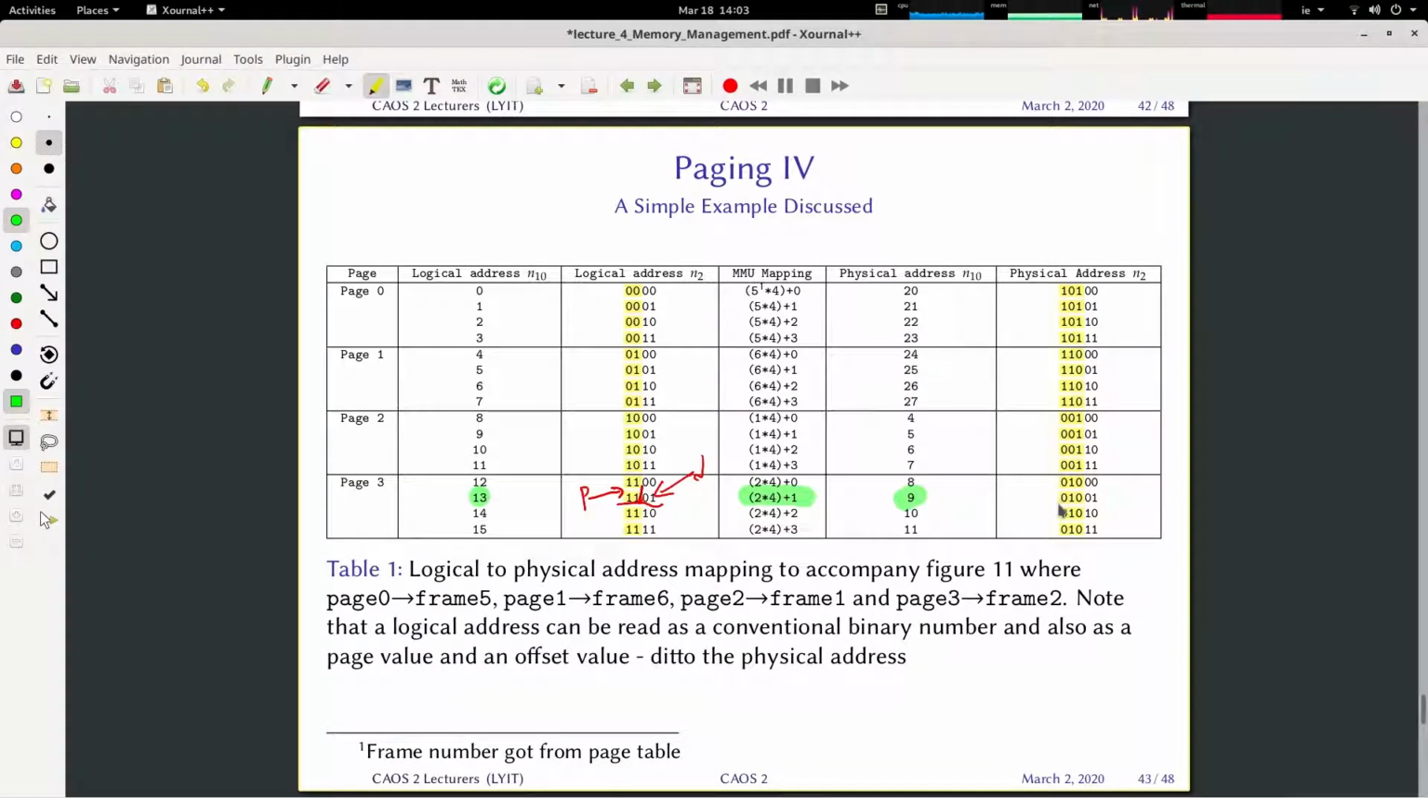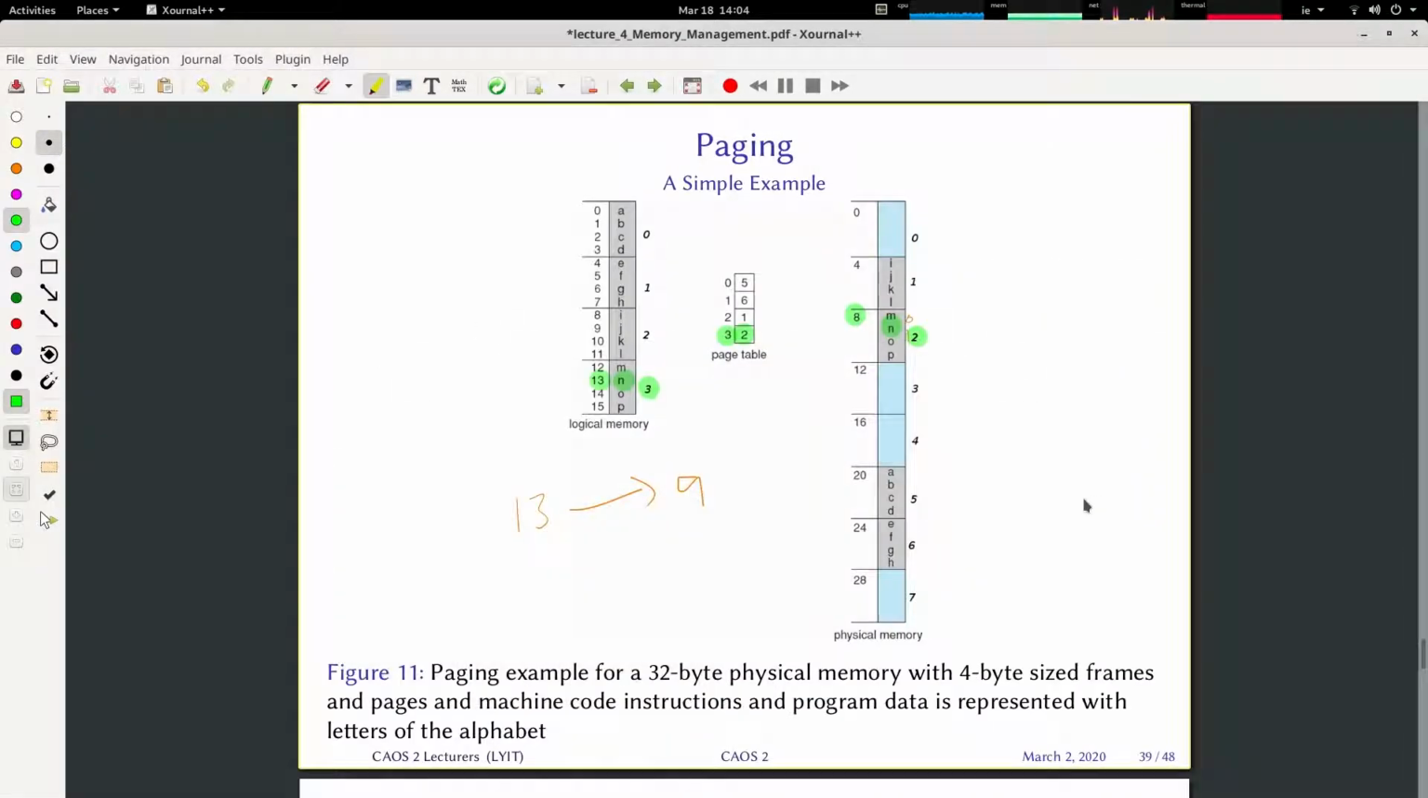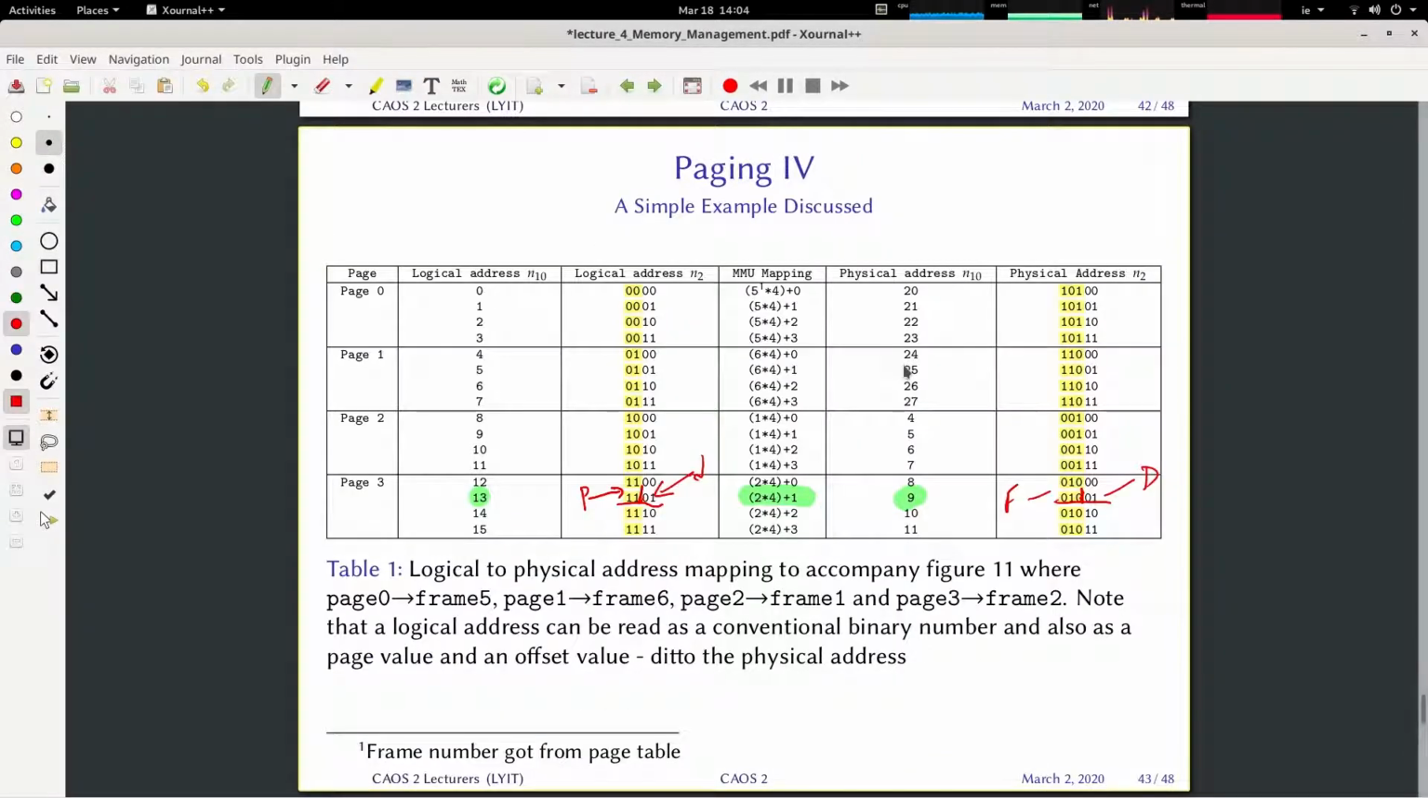So when we write that out as a binary number, we can write it out as 01001. We can then split it into its 2 components, like so, and the first component, which is 010, is equal to 2, so the frame value is 2, and then the offset, which is represented by D, is 01, which is 1. So that makes sense. There's frame 2, and there is our offset 01, like so.